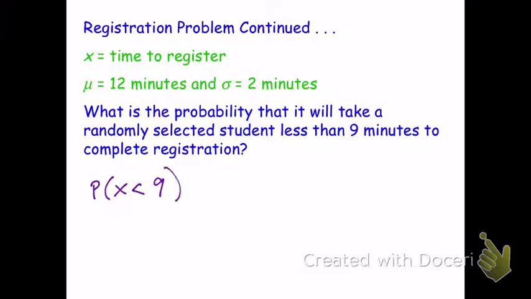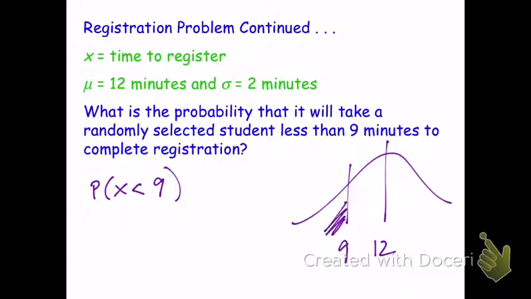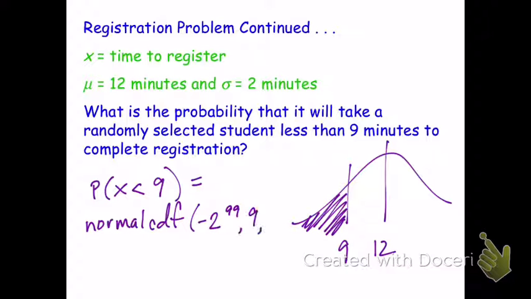So I want to find the probability that x is less than 9. If I draw my picture, I'm going to put my mean in the middle at 12. I've got 9 here, and I want this shaded area to the left. So normal CDF, negative 2 to the 99, 9, 12, 2.